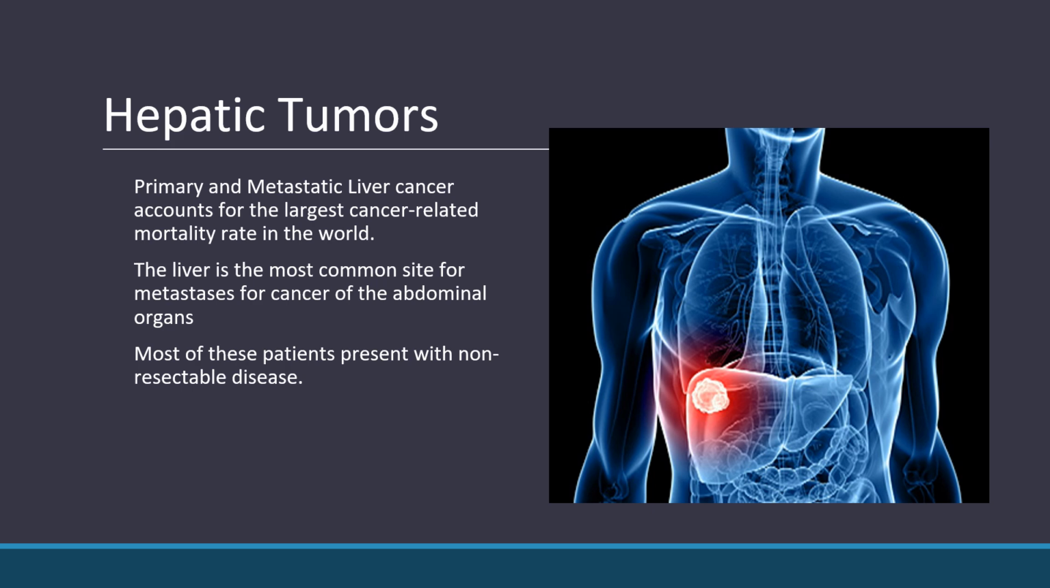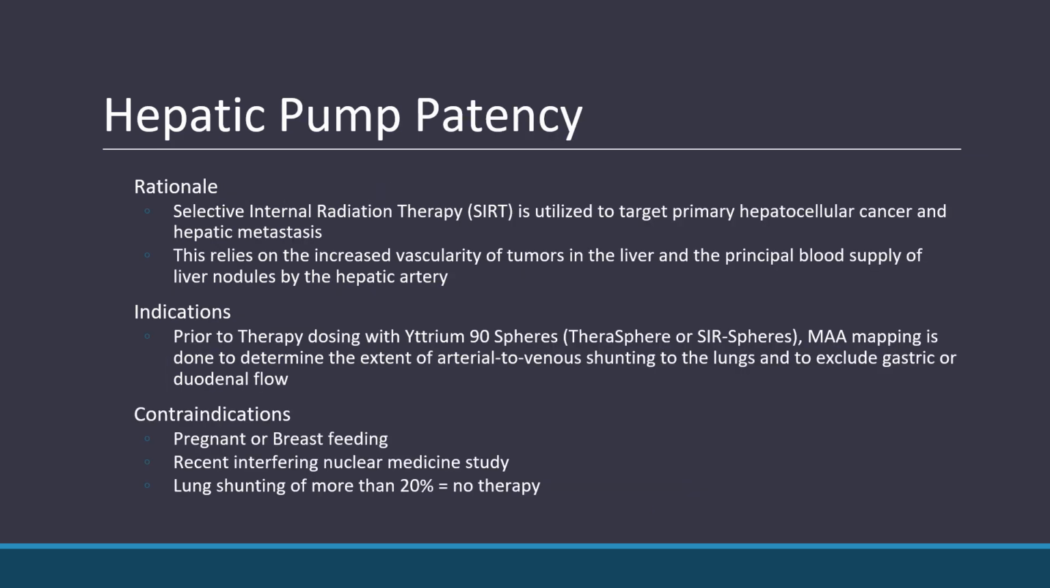The liver is the most common site for metastases for cancer of the abdominal organs, probably because of the increased vascularity and blood flow to it. But most of these patients present with non-resectable disease. The hepatic pump patency, hepatic shunt patency, or HAPS procedure, it's all the same thing, different names. This is selective internal radiation therapy, and it's utilized to target primary hepatocellular cancer or hepatic metastases.